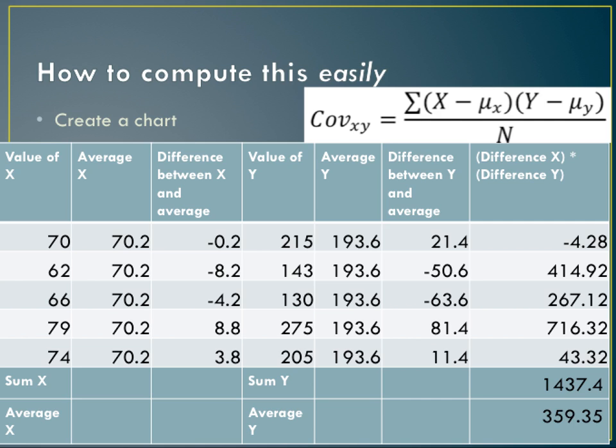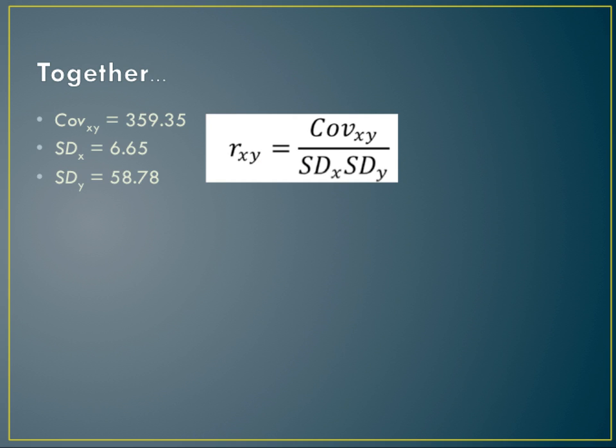This is covariance. That's all you have to do. You have 3 charts: standard deviation for x, standard deviation for y, and then covariance. And once we've got that, we can move on and put everything together. So we've calculated covariance, we've calculated standard deviation of x and standard deviation of y. We'll just plug it in the equation.